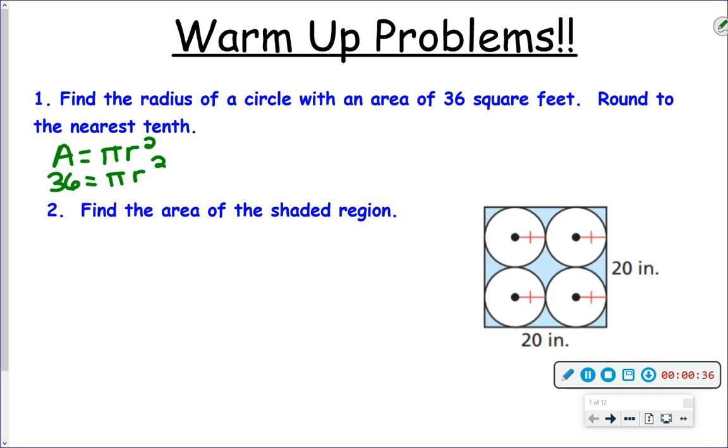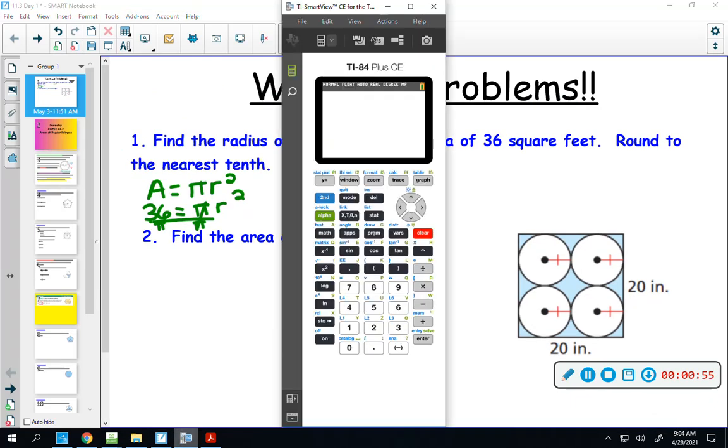Now, you are going to need your calculator here, my friends. But to get the radius alone, I'm going to get first rid of the pi. So I'm going to divide each side by pi. So in your calculator, you need to type in 36 divided by pi. Now, just to show you too, because I've got my graphing calculator up here, there is a pi button on here. I know we all know pi is about 3.14.